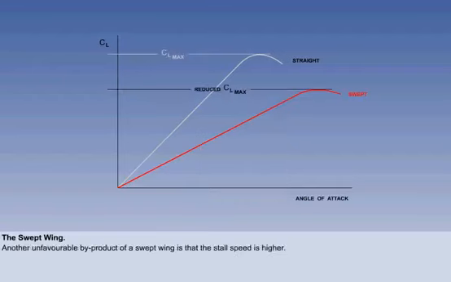Another unfavourable byproduct of a swept wing is that the maximum lift coefficient is reduced when compared to a straight wing. This results in a higher stall speed, thus increased takeoff and landing distances. The two major disadvantages of the swept wing, pitch up at the stall and Mach tuck, have been covered elsewhere.